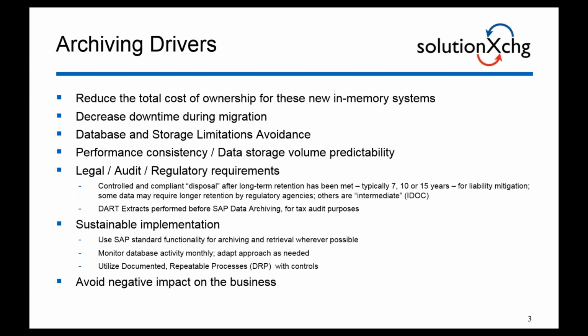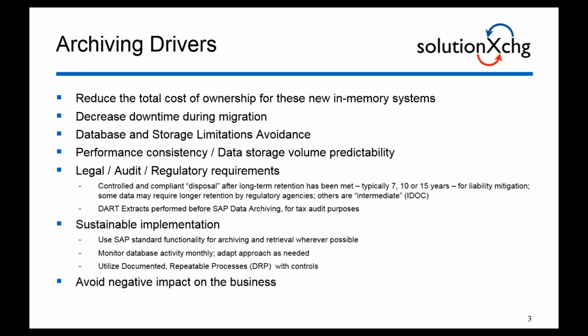The less data you have, the less data you have to migrate. That's going to reduce the amount of time it's going to take for that effort. If you are in an ECC system currently and you're not looking to migrate over to HANA, you may be looking at database and storage limitation avoidance, meaning you have a certain amount of storage capacity and you don't want to buy additional storage to house your production data or pre-production data as well. You want to have that at a steady pace. To avoid buying additional storage space and hardware, archiving is a good way to do that.